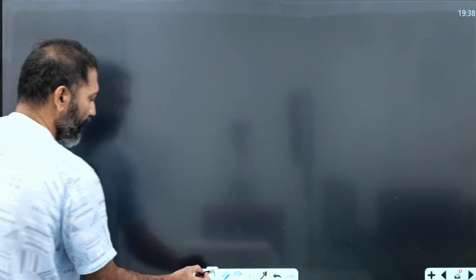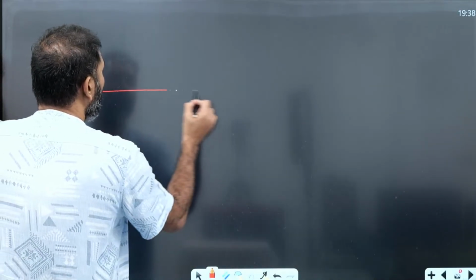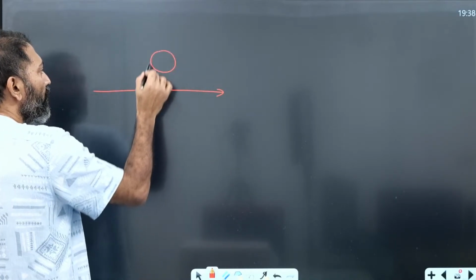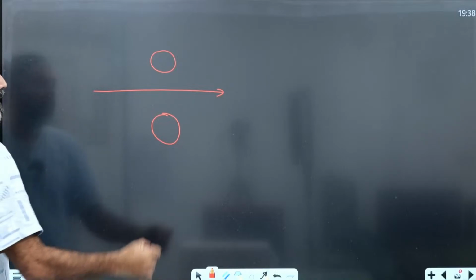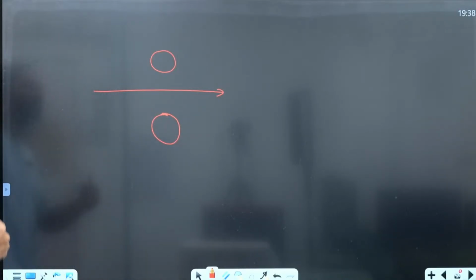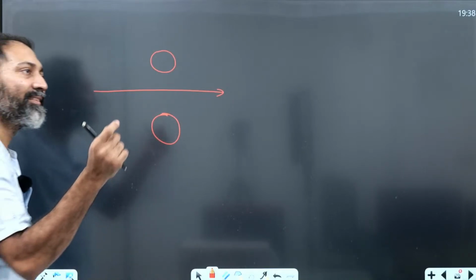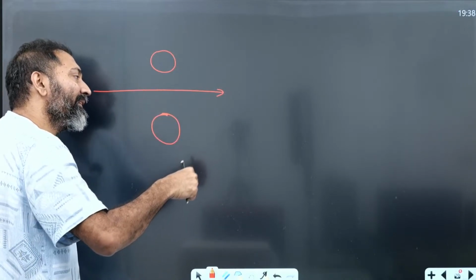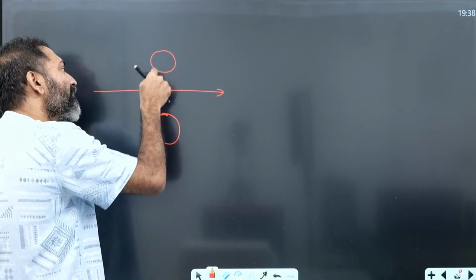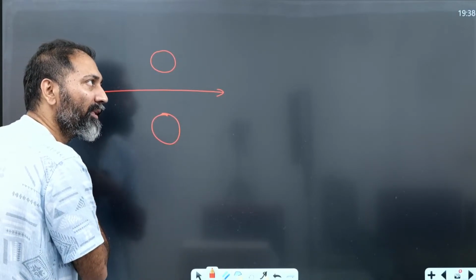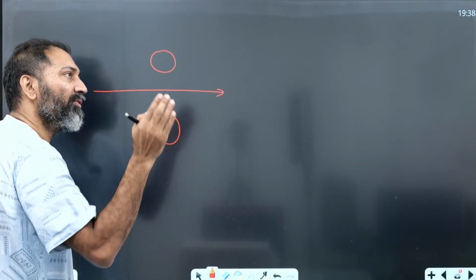See, a current is going to the right side and the current is increasing. There are two metallic rings. What will be the direction of induced current in this ring? Remember, current is going to the right side and current is what? Increasing. So it is a changing current. So it will produce what? Changing magnetic field. Then according to Faraday's law, there will be EMF induced in this upper metallic coil and lower metallic coil. There will be both induced EMF and induced current according to Faraday's law.